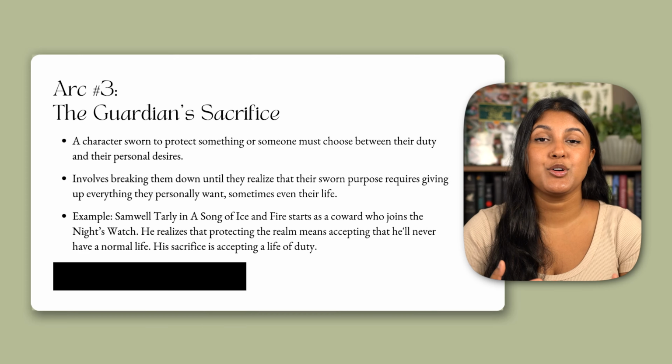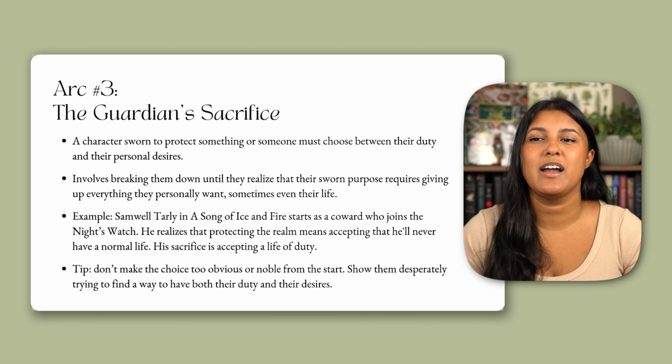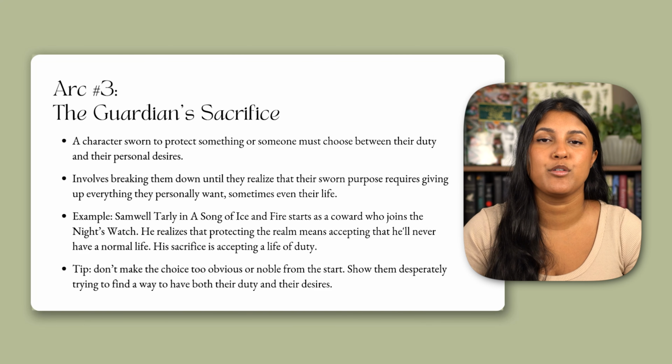If you're writing this arc though, don't make the choice too noble or obvious from the start. Show your Guardian character desperately trying to find a way to have both their duty and their desires. Even let them succeed a bit, because that will make their eventual sacrifice that much more heartbreaking. Let's say your Guardian starts believing they can protect their personal charge while still pursuing personal happiness. Maybe every attempt to balance duty and desire fails, often putting their charge in more and more danger. Or maybe they're actually able to balance both until something catastrophic happens.